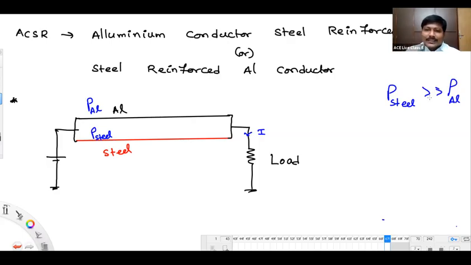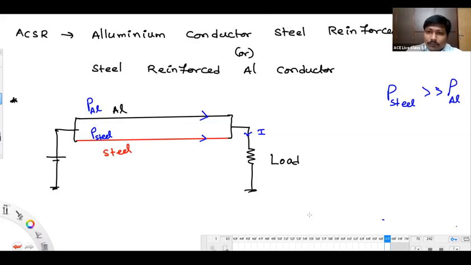If that's the case, in this current I, the major portion will be carried by the aluminum wire. Maybe 90% of current is in the aluminum wire. The remaining 10% of current will be carried in the steel wire. Will you accept it or not? All of you, please tell me. Aluminum wire will carry the major portion of current and steel wire may not.